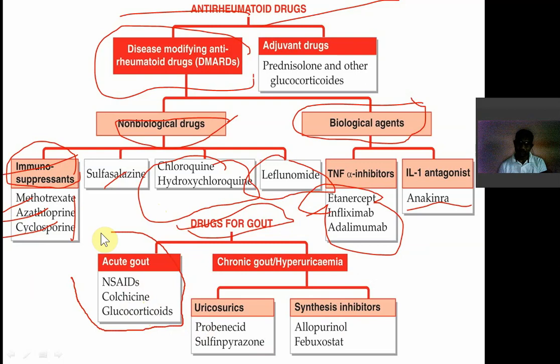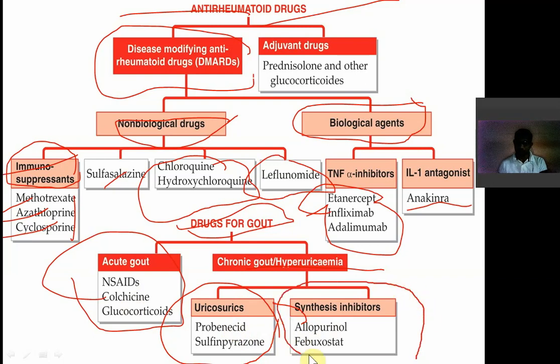They are also used. Then in case of chronic gout or hyperuricemia, uricosuric drugs are used. Those will increase the excretion of uric acid. For example, probenecid and sulfinpyrazone. These are the uricosuric drugs. They will increase the uric acid excretion. Another class is the uric acid synthesis inhibitors, known as allopurinol.